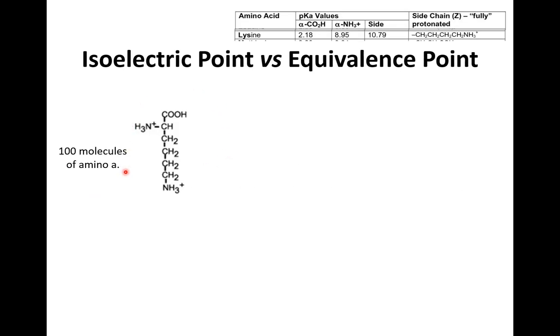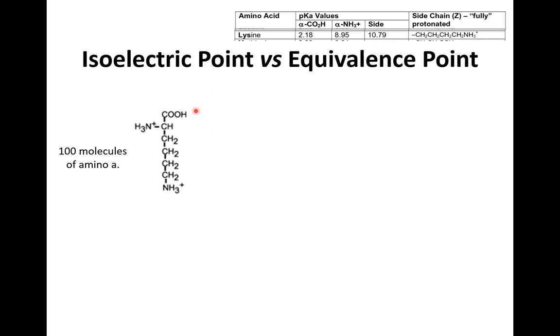For example, lysine here. These are the values that I've taken from the other table before, relative to the pK values of the three groups that you find in lysine. So the alpha carboxy group, this group here, has a pK value of 2.18. The alpha amino group has a pK value of 8.95. And the amino group on the side chain, on the R group here, has a pK value of 10.79.